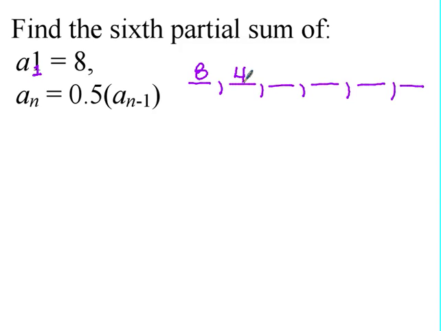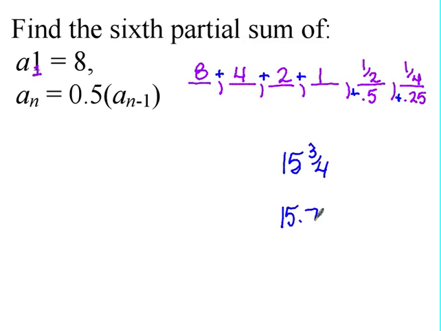4. 0.5 times the second? 2. 1, then 1/2 or 0.5, yep. Okay, and then 1/4, so this would be like 0.25. Now all we're doing is we're just taking half of the preceding term, so now to find the partial sum, let's add them together. So 8 plus 4 plus 2 plus 1 is 15, plus 0.5 plus 0.25, 15 3/4, or 15.75. That is going to be your partial sum.